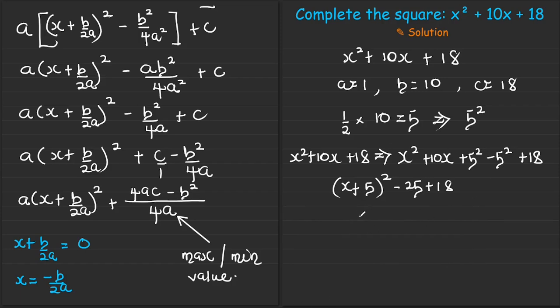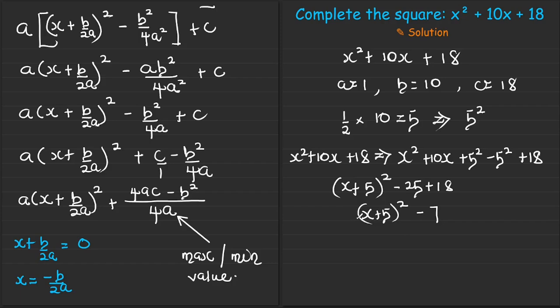So with that, if you simplify, we have x plus 5 all squared, then negative 25 plus 18 will give us negative 7. So we have been able to complete the square. Now, what information can we take from this? Just by looking at it, we know the vertex, the axis of symmetry, and the maximum or minimum value as well.